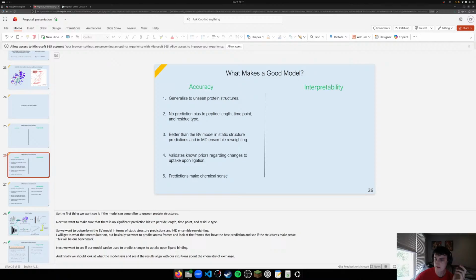So the first thing we want to see is if this model can generalize to unseen protein structures. Next, we want to make sure that there is no significant prediction bias to peptide length, time point, or residue type. We want to outperform the BV model in terms of static structure predictions and MD ensemble reweighting. I'll get to what this means later on, but basically we want to predict across frames and look at those frames that have the best prediction and see if the structures make sense.